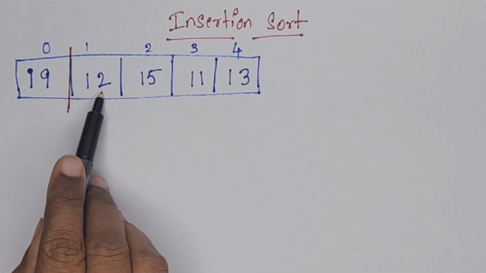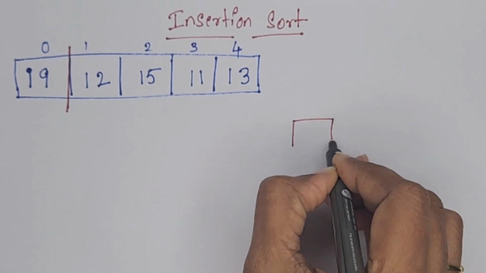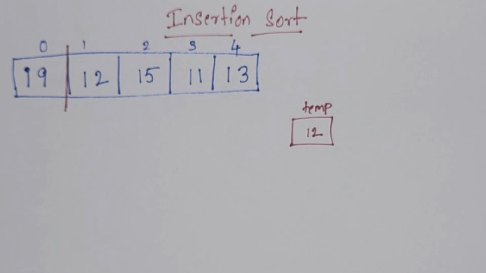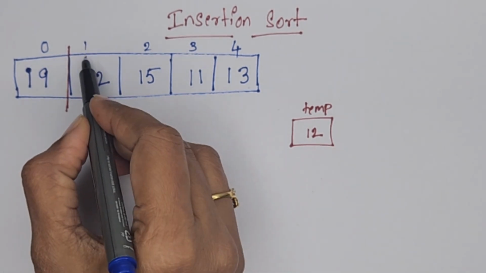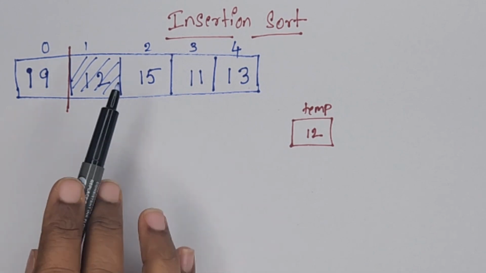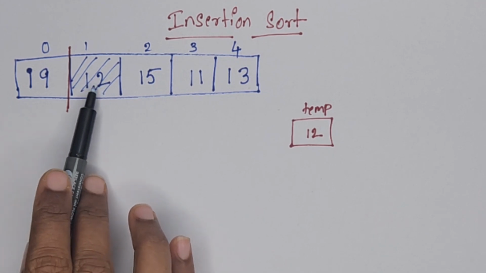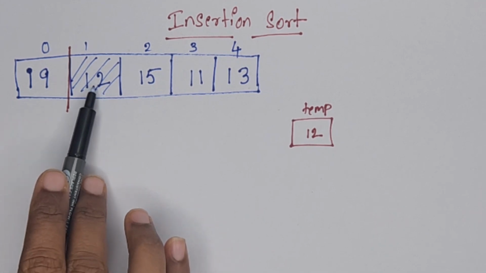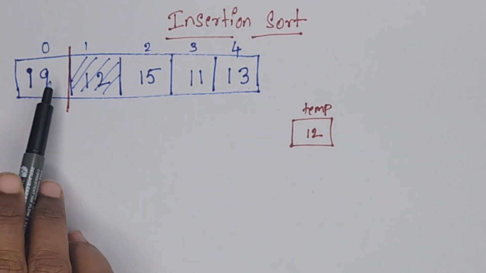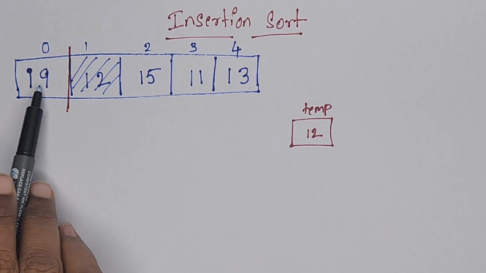The first element is 12. First of all, 12 is assigned to a temporary variable. Now you can overwrite this place. Just assume this is an empty place and you can replace it. You can overwrite this value because I have assigned this 12 to the temporary variable. Okay, now take one element and we have to compare the elements in the sorted array.